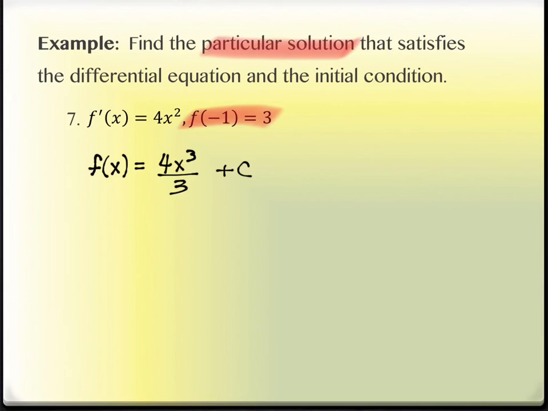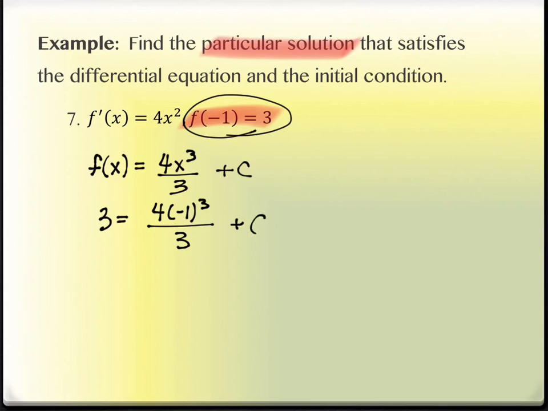So what does it mean now? Well, it means that we use this piece right here. We plug in 3 for f of x, and we plug in negative 1 for the x. If we could have simplified that, we would have, by the way. I didn't mention that because it couldn't simplify. And the only thing I don't know in this equation now is c, so I can find it. So we're going to do a little bit of simplification with fractions here.